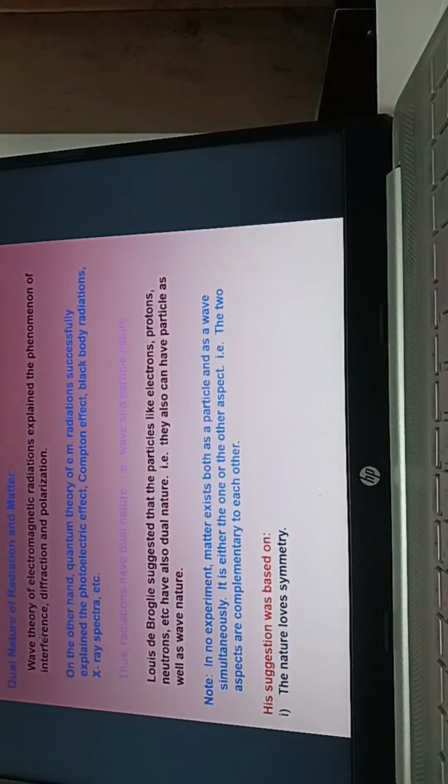De Broglie. This is the wave. Just highlight here, nothing else. Wave theory explains electromagnetic radiation phenomena like interference, diffraction, polarization. On the other hand, quantum theory explains X-ray spectra, Compton effect, photoelectric effect. These things will be quantum mechanics. And radiation has dual nature. Wave nature is the first one. Particle nature is the second one. That's all.